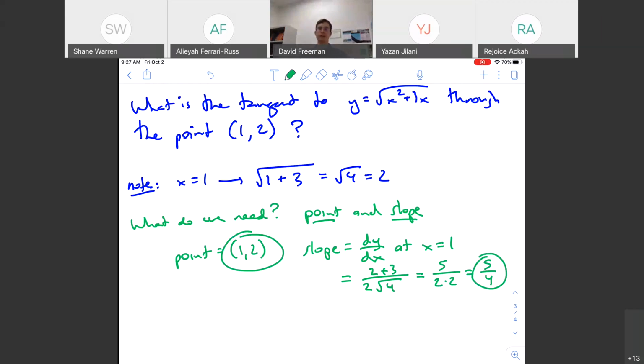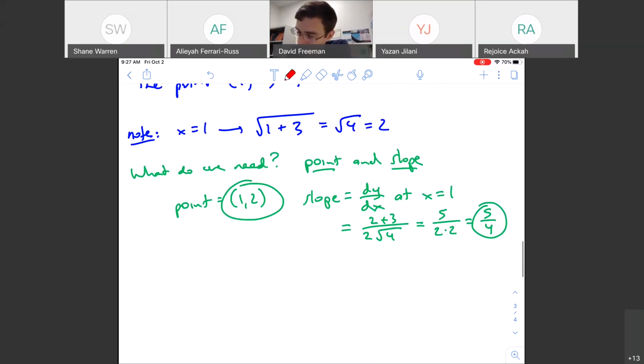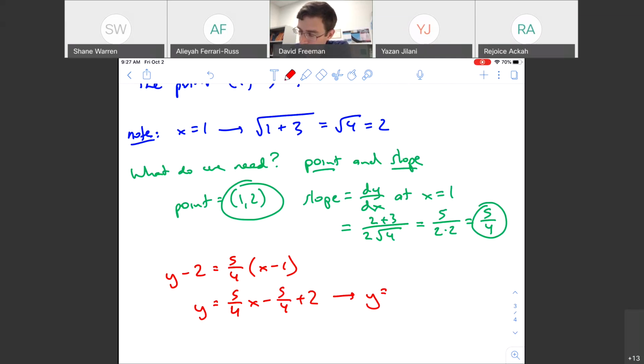So I've got a point and I've got a slope. We should be able to do this, right? We just use the point-slope form now. So I take y minus 2 equals 5 over 4 times x minus 1. I get y equals 5 over 4 x minus 5 over 4 plus 2. So y is equal to 5 over 4 x plus 3 over 4.